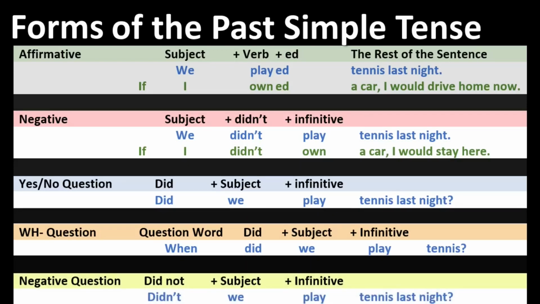The negative question form is the least used of all the past simple tense forms, but it's used when you're uncertain about something in the past and you're asking for confirmation. If you ask, didn't we play tennis last night? You are asking whether or not something happened in the past. A good answer could be, yes, we did, or no, we didn't play tennis last night. We played tennis 2 nights ago.